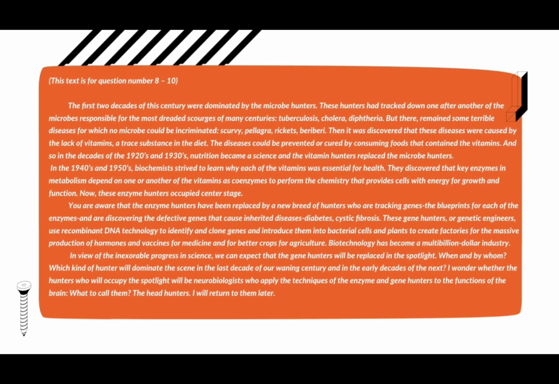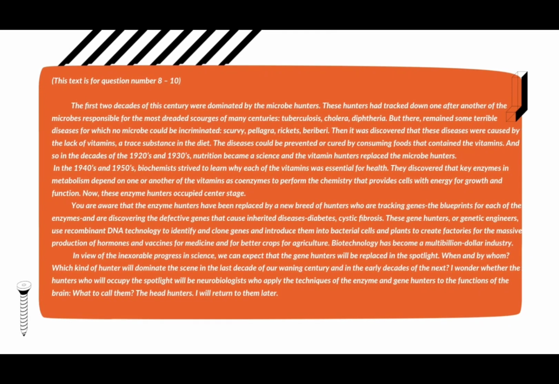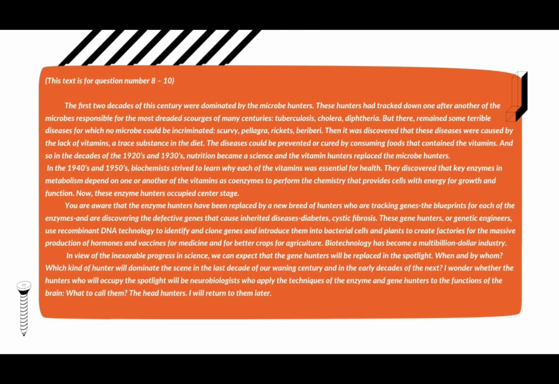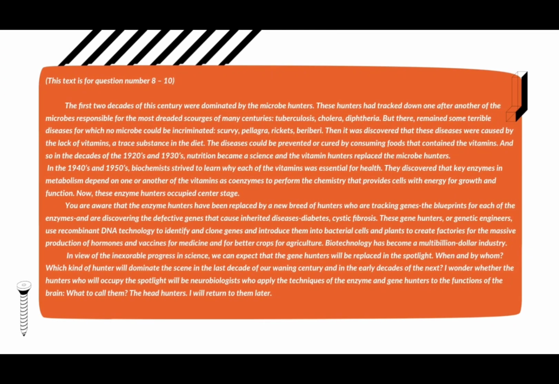This text is for question number 8 to 10. The first 2 decades of this century were dominated by the microbe hunters. These hunters had tracked down one after another of the microbes responsible for the most dreaded scourges of many centuries: tuberculosis, cholera, diphtheria. But there remained some terrible diseases for which no microbe could be incriminated: scurvy, pellagra, rickets, beriberi. Then it was discovered that these diseases were caused by the lack of vitamins, a trace substance in the diet. The diseases could be prevented or cured by consuming foods that contained the vitamins.